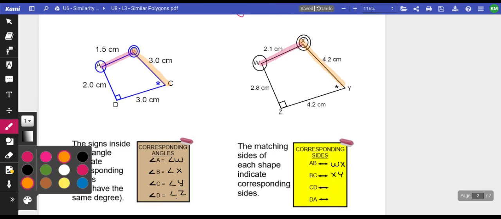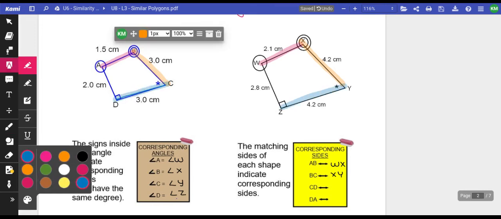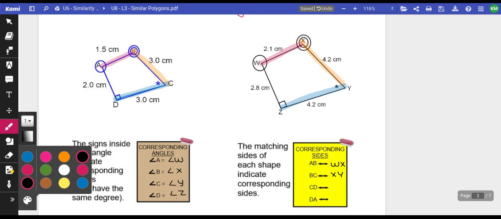CD corresponds with, good. And then finally, DA corresponds with ZW. So we've got our corresponding sides.